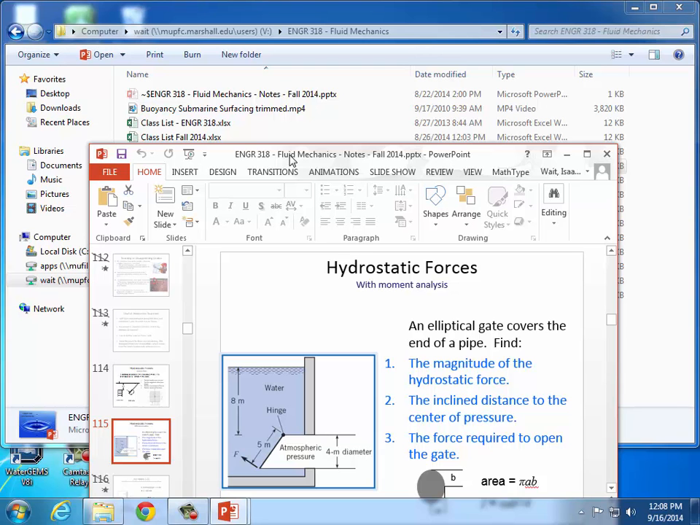Let me give you an important hint. If you apply the lessons learned on this example to other situations, the force required to open the gate, this F, changes depending on the direction that you're pulling. This F is the minimum force required to open. What if someone was actually at the surface in a boat? They'd be pulling straight up, right?